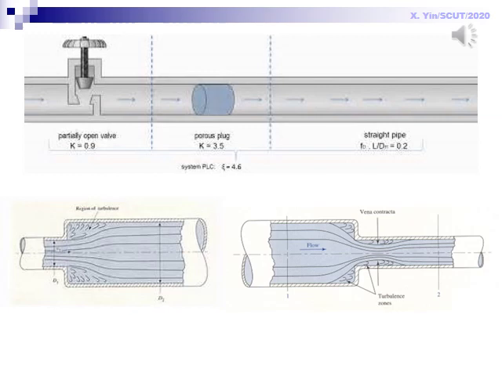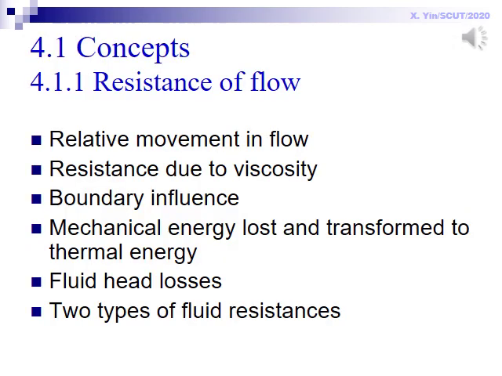It depends on the shape of the boundary, and there's no regular rule for its resistance coefficient, although the origin of it is still friction. In the following learning, our emphasis will be put on frictional head loss or major head loss. This is a summary.